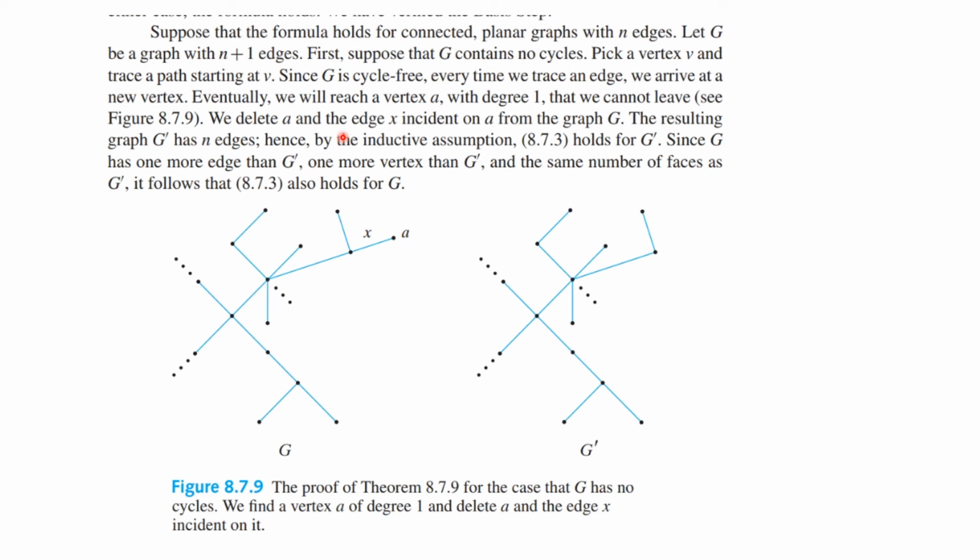We delete A and the edge incident on it from the graph. The resulting graph G prime has n edges, hence by the induction hypothesis, Euler's formula holds for G prime. Since G has only one more edge, one more vertex, and the same number of faces, it follows that it also holds for G.